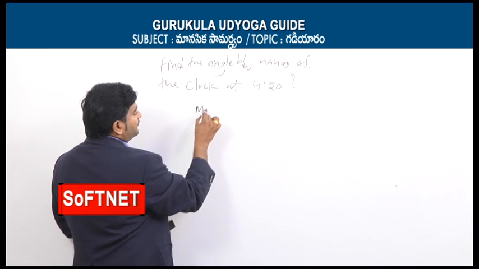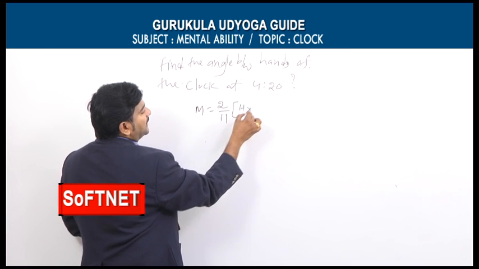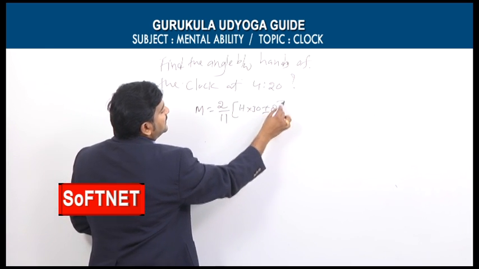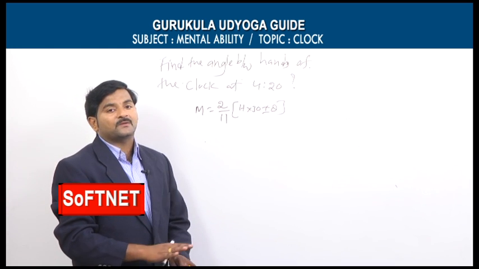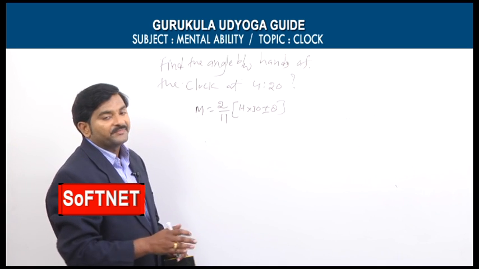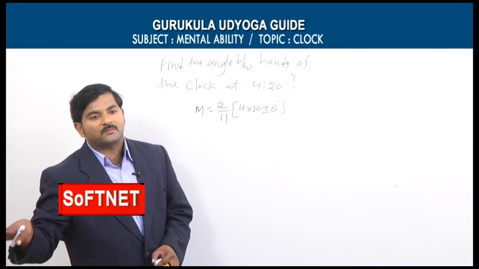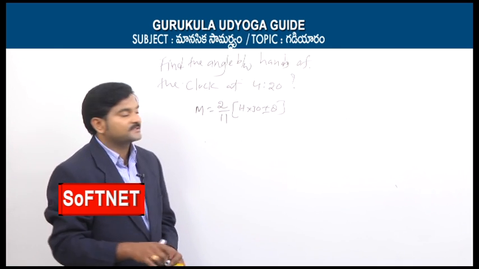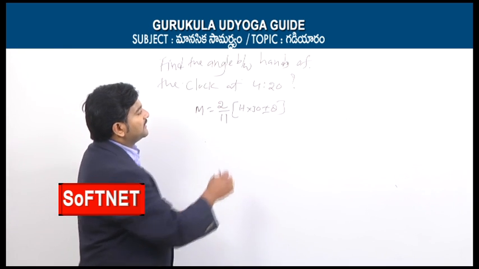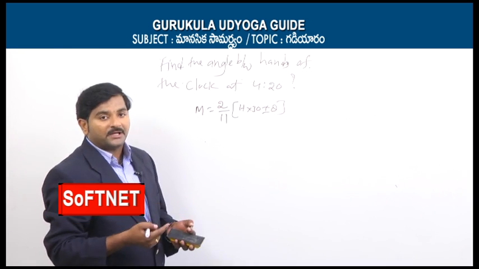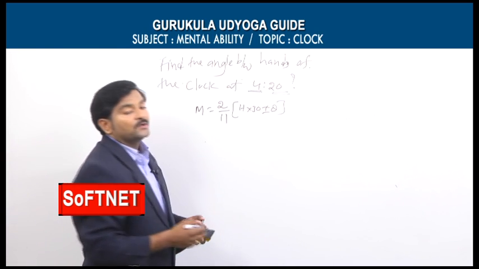What is the formula? M is equal to 2 by 11 into h into 30 plus or minus theta. Same formula even for this type also, but here we need not find the separate minutes. Earlier, in the 3 models, coincide, opposite and perpendicular, we needed to find the minutes. Here we need not find the minutes, luckily, because the minutes are given. Tell me what is the given time? 4:20. What does it mean? Hours is 4 and minutes are 20.